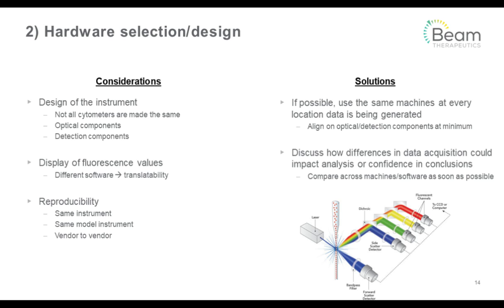The second area to optimize your flow cytometry assays and processes is really the hardware selection and design step. So really keep in mind the design of your instruments. Not all cytometers are made the same way. They might have different optical components or detection components that can really change how your data is acquired or the ability to run your panels on different instruments. The display of those fluorescent values can also change from machine to machine, and not only machine to machine, but software to software.